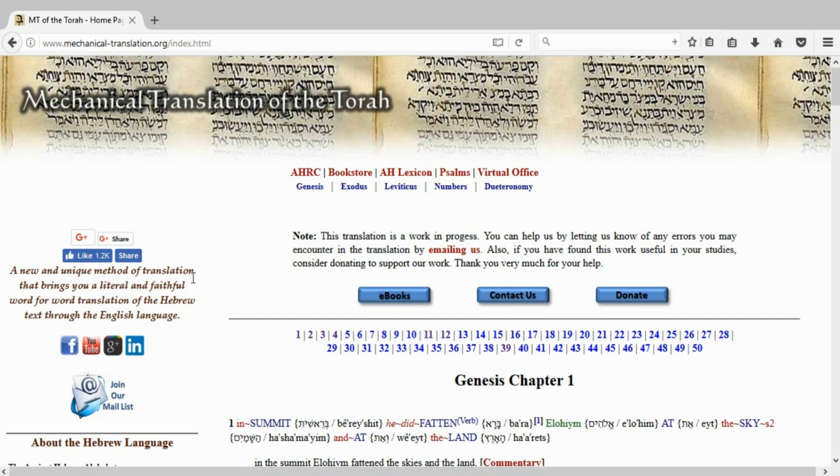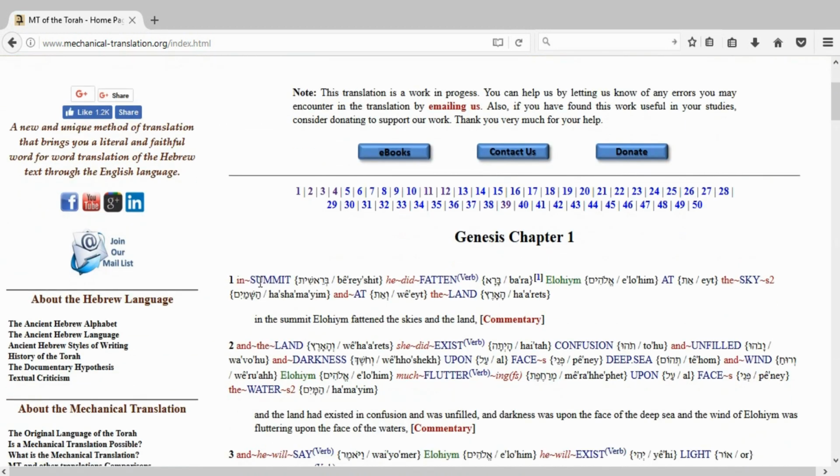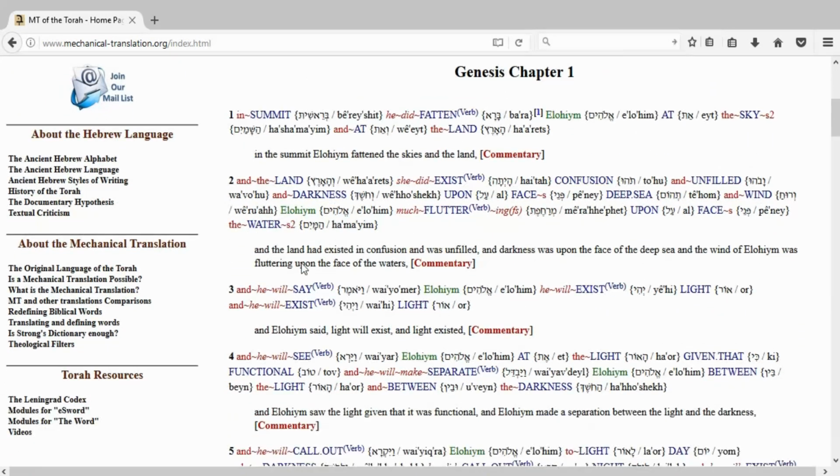The mechanical translation is a new and unique method of translation that brings you a literal and faithful word-for-word translation of the Hebrew text through the English language. The main purpose of the mechanical translation is to allow you to see the Hebrew text without knowing the Hebrew language. So, for example, Bereshit. You may not know what this word means, but the mechanical translation will give you an exact translation.